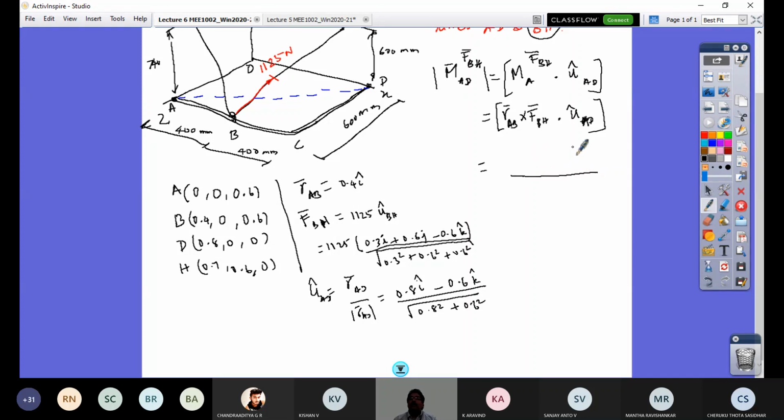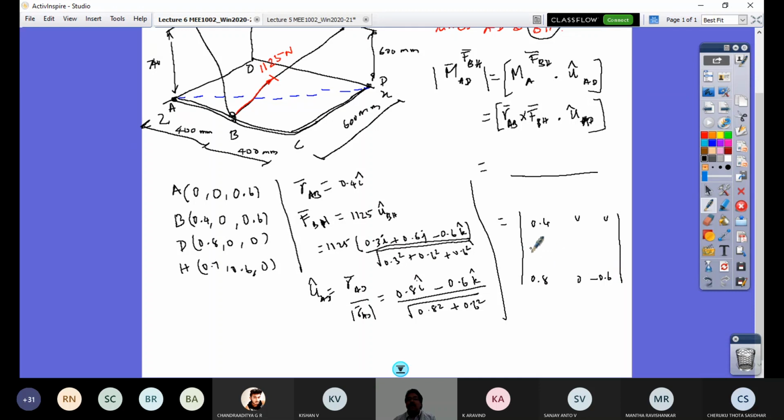I'm not going to work it out, I'm going to make you work parallelly as you substitute this. So what is this? It's going to be a determinant. First row is RAB, I have it here, 0.4, 0, 0. And cross, next one is the force vector. So take this radical out and put this alone inside, second row. And then the third one, take this radical out and put this here. So the third row will be 0.8, 0, minus 0.6.